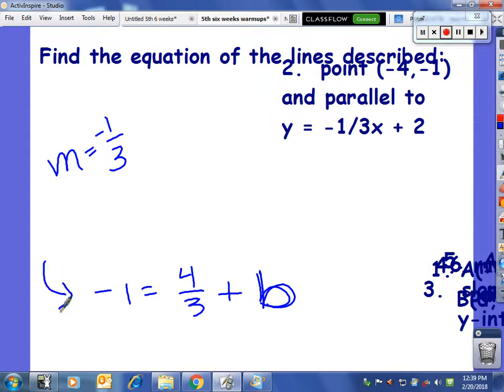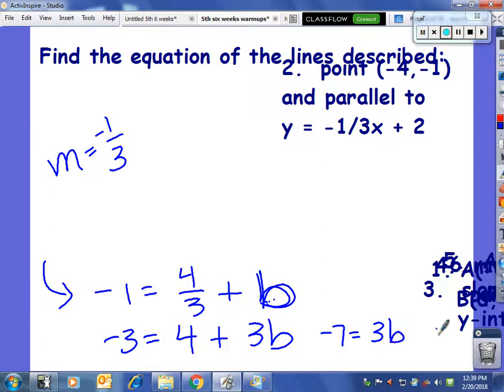At this step right here, you can either get rid of the fraction and then keep on solving, or you could use your calculator, and I don't care which way you do it. What I taught you in the first semester before we had calculators, I taught you to get rid of the fraction. Multiply everything by 3. Negative 3 equals 4 plus 3b. Make sure everything gets multiplied by 3, including that b at the end. Move the 4 over, you get negative 7 equals 3b. Then divide by 3, so you should get negative 7/3 for your b value.